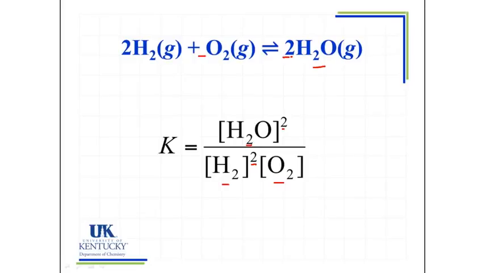So now what I have is an equilibrium constant calculation, or my law of mass action for this particular reaction. And given some information about either the value of K or the value of concentrations of water, hydrogen, and or oxygen, I could figure out an unknown value.